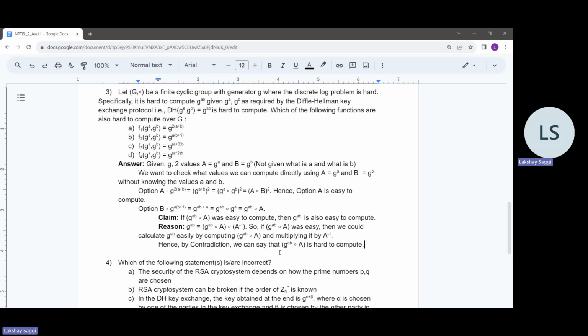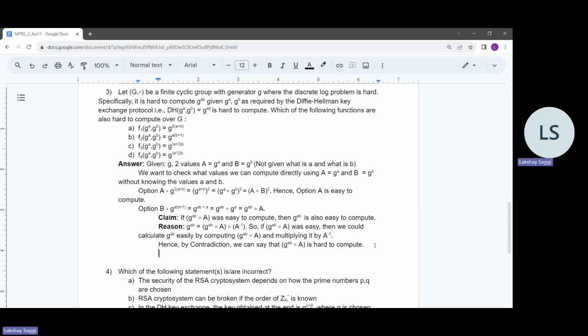because if this was easy, then g raised to power ab will also be easy. But we know in Diffie-Hellman that this is not the case. So that's why g raised to power ab times a is also hard to compute if g raised to power ab was hard. So yeah. So that's why this is actually hard to compute.